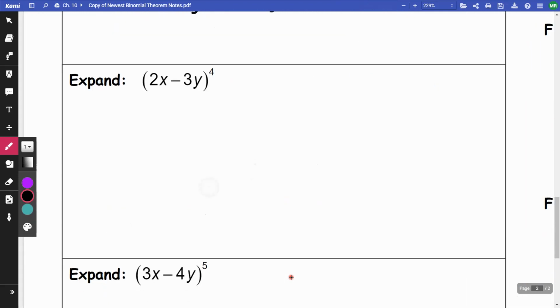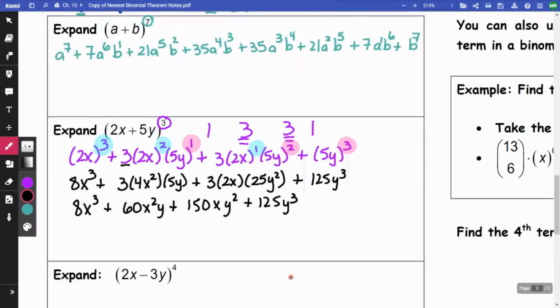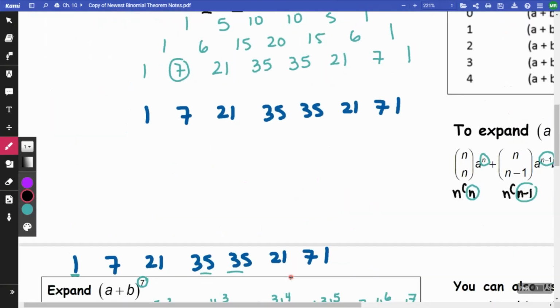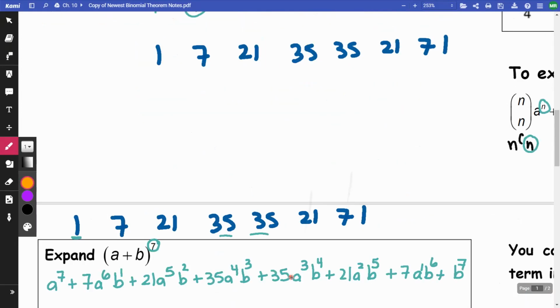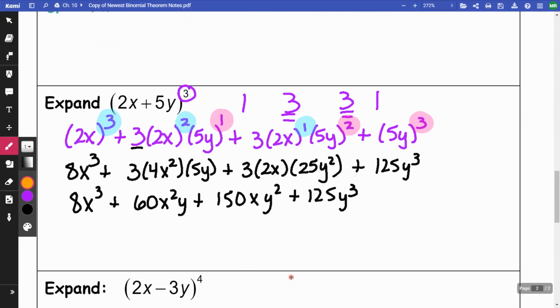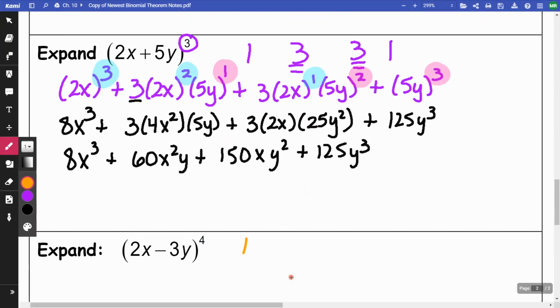Okay, so this one is a 4, so I'm going to be doing the row 1, 4, 6, 4, 1. I can actually kind of see it up here from this one. Start with a 1, add these together 4, add these together 6, add these together 4, and end with a 1.